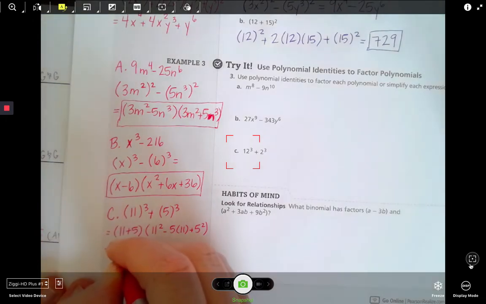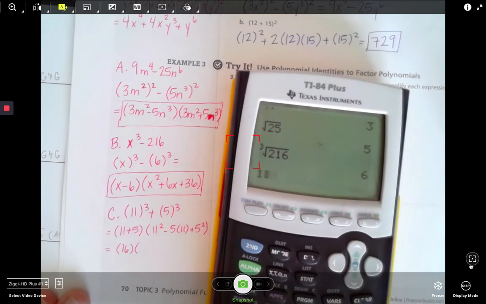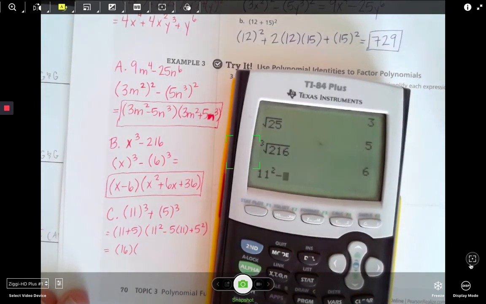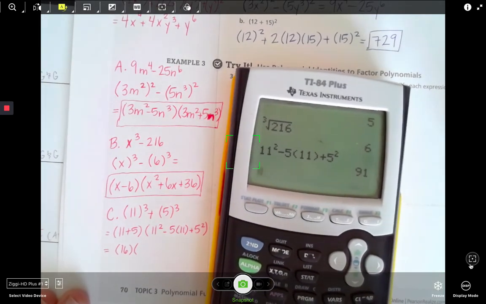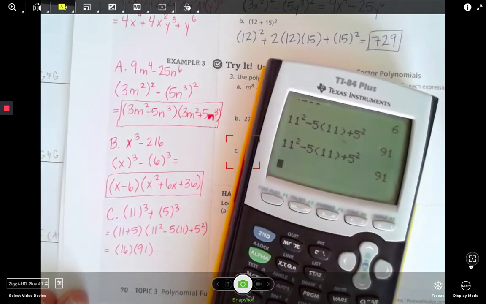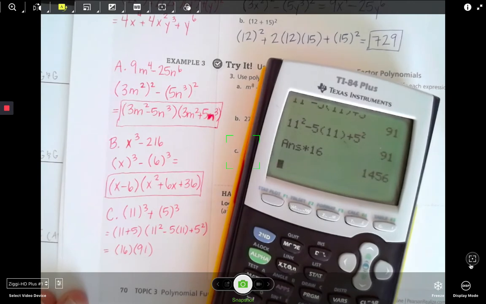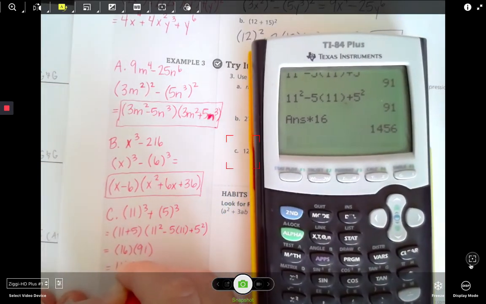11 plus 5 is 16, so 16 times 11 squared minus 5 times 11 plus 5 squared is 91. So 16 times 91 is 1456.